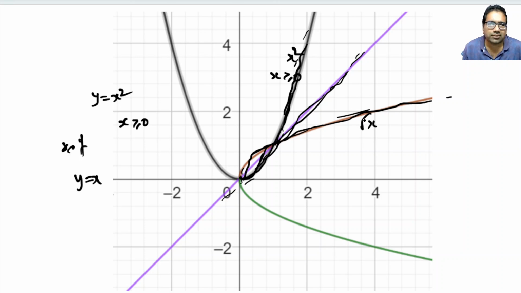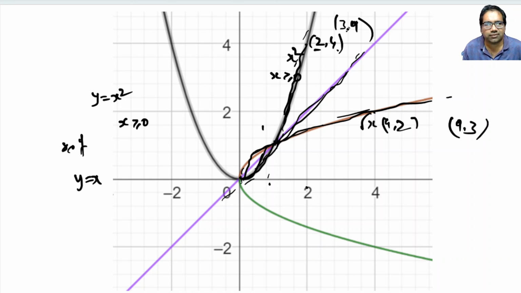Now for example, the point 1 1 is there on both the graphs. This is the point 2 4. In x square, if x equal to 2, y equal to 4. Here the point will be 4 2. Somewhere here the point will be 3 9. Here the point will be 9 3. Just x and y are interchanged. If it is x y here, the same will be reversed on this graph.